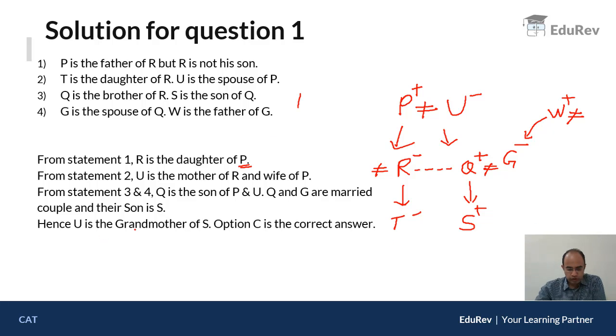Fine. Now the question is, who is the grandmother of S? I'm observing S is here and I want the grandmother. Grandmother means father's mother. Father is Q and Q's mother is U. Therefore, U is the grandmother of S, which is option C. Hence, option C is the correct answer. So, hope you all understood how to make this family tree. By making a family tree, the entire generation, the entire relationship becomes very, very clear.